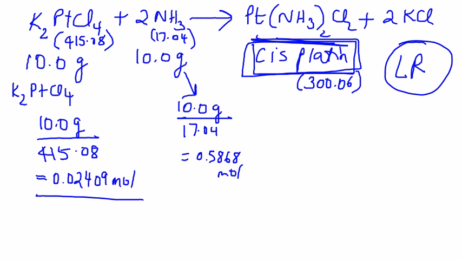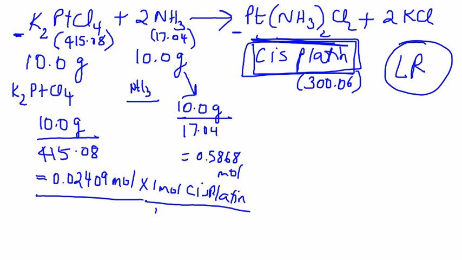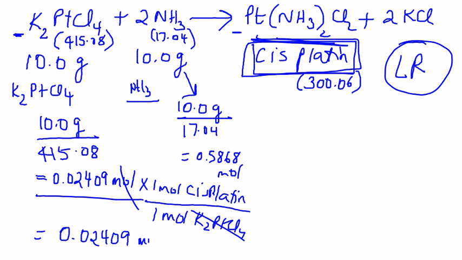So if you were to figure out the moles of cisplatin with the given moles of each kind, for K2PtCl4 you can envision that 1 mole of potassium tetrachloroplatinate gives you 1 mole of cisplatin. I'm just going to call it cisplatin so it's easy to follow. The potassium tetrachloroplatinate cancels off, and the first number you're looking for is 0.02409 moles of cisplatin obtained.